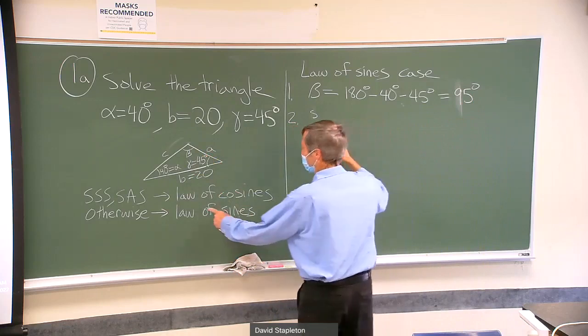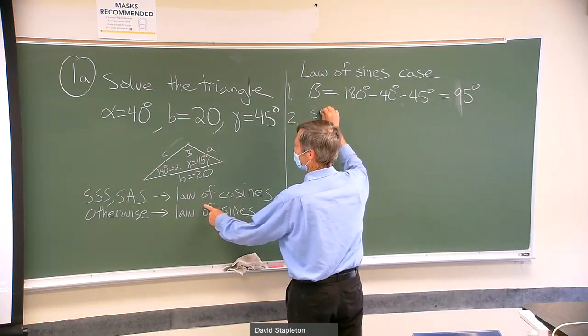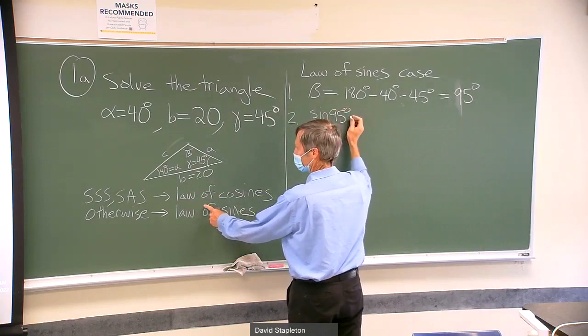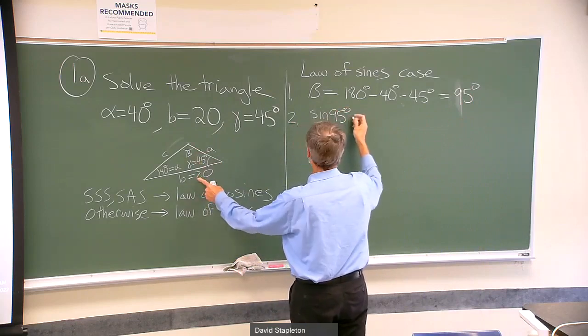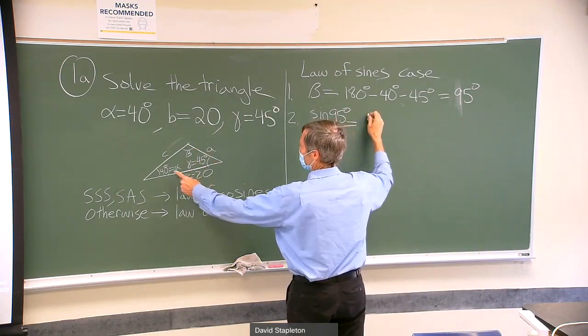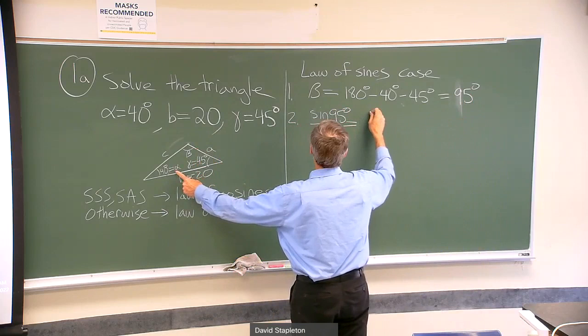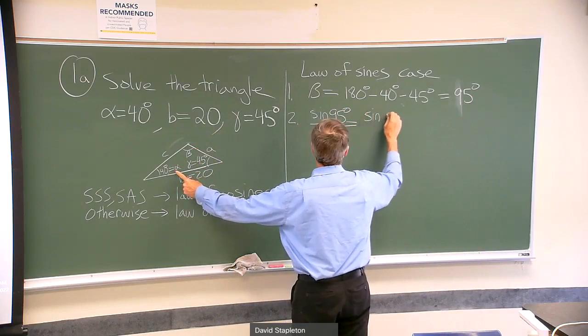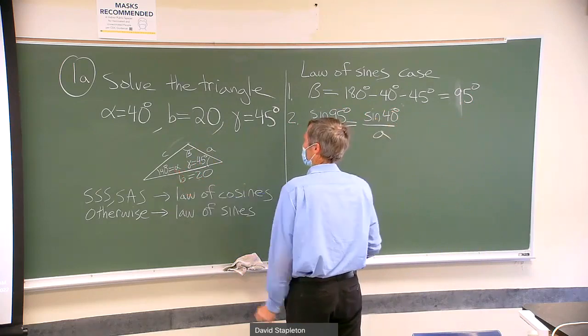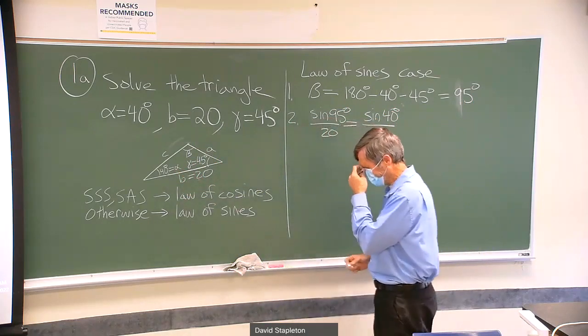Very good. All right, so now let's take the sine of 95 degrees. There we go. Sine of beta is to its opposite side B, 20. You can use either one, it doesn't matter. Sine alpha, 40 degrees, is to A. The law of sines applies to any triangle.